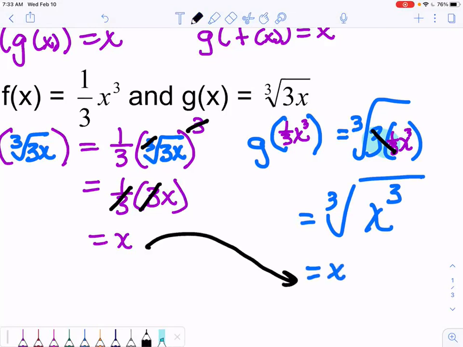So this is our goal, to verify that they're inverses of each other. They both need to equal x. If one is x and the other one isn't, then they're not inverses of each other. So these work because we have opposite operations. Good question to review. Nice one to start off with.